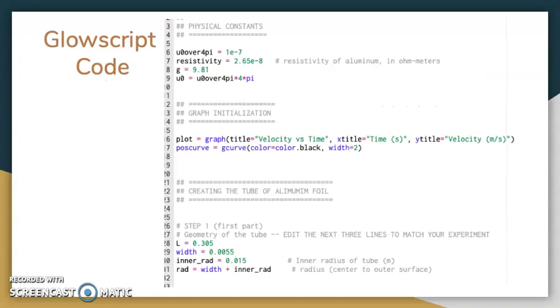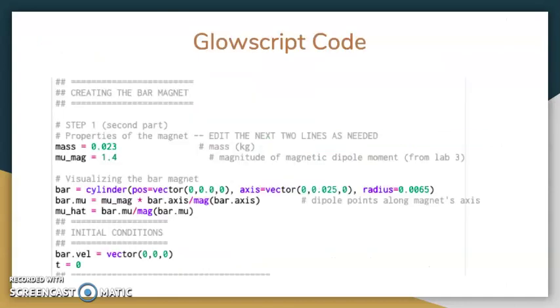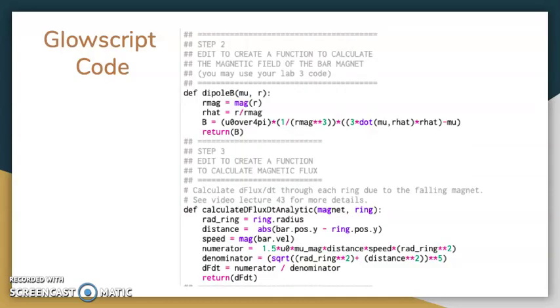To start off the code, the first thing I did was to input my physical constants, initialize the graph that was used for the velocity versus time, and then create the tube of aluminum foil using the measurements I gathered while doing the initial experiment. I then moved on to create the actual bar magnet using the mass of the magnet and the mu gathered from Lab 3, and then also start the initial conditions.